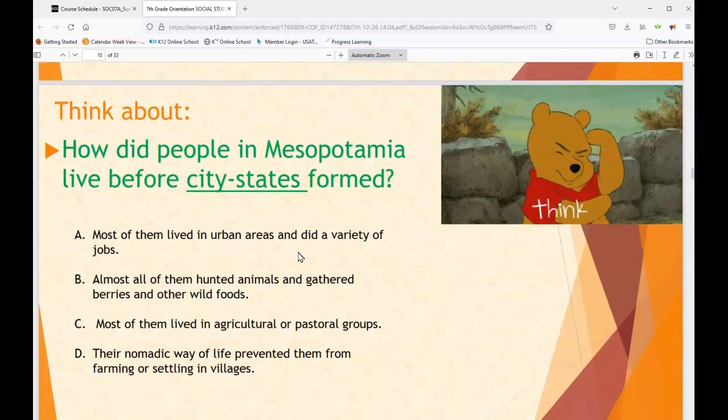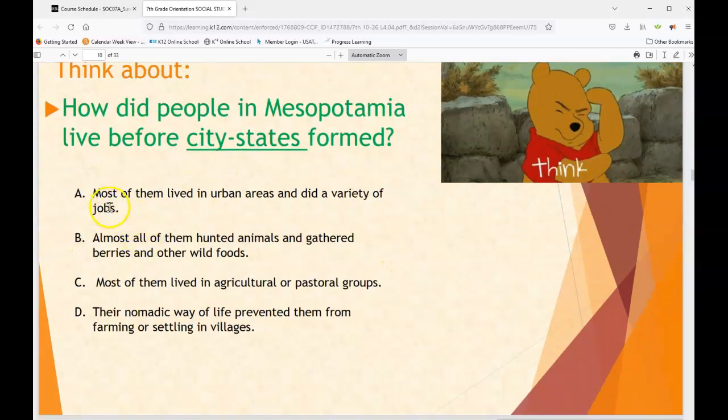Now, here is a question for you. Can you answer this? How did people in Mesopotamia, so let's think back to Mesopotamia, live before city-states were formed? So think about this, okay? Did they live in urban areas? I mean, did they live in cities and do a variety of jobs? Is this before the city-states? They hunted animals and gathered berries and other wild foods. Did they live in agricultural or farming or herding, pastoral groups? Okay, farming and herding. Did they live in those groups before city-states were formed?